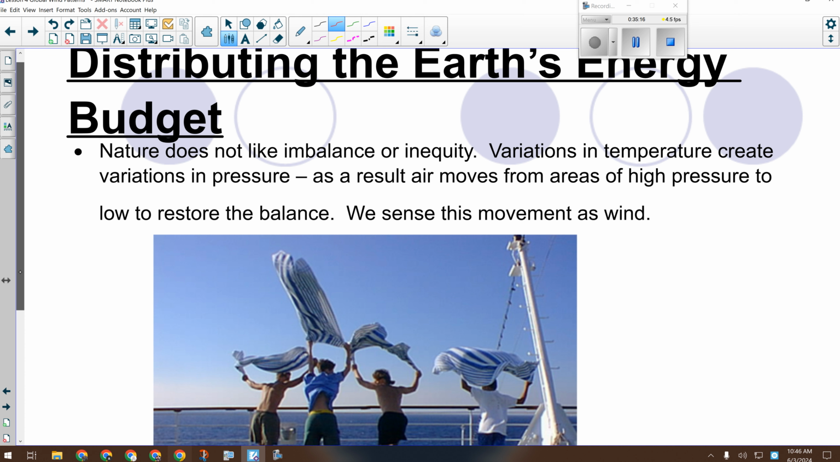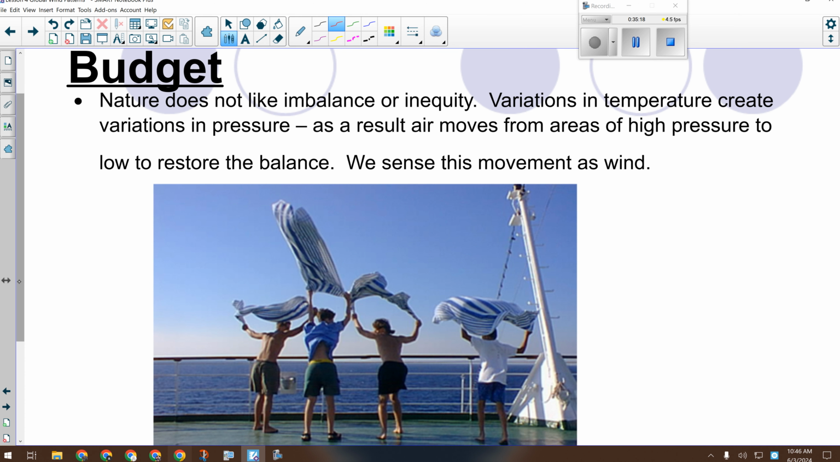So there's lots of reasons that air can move. Obviously, the second law of thermodynamics is the biggest one. Energy flows from hot to cold, so it's going from the equator to the poles. But another thing that can move air is pressure. High pressure to low pressure. That's going to cause air to move as well.